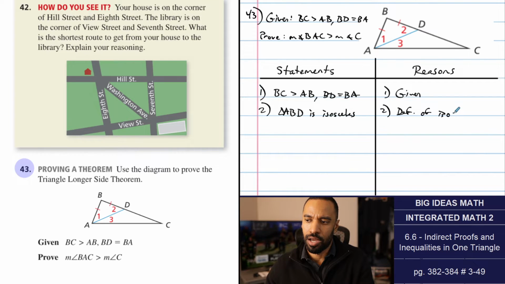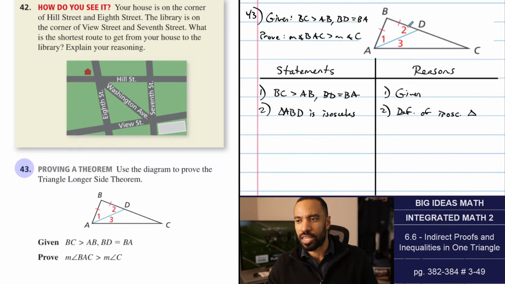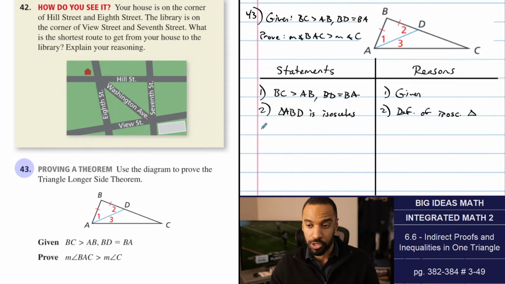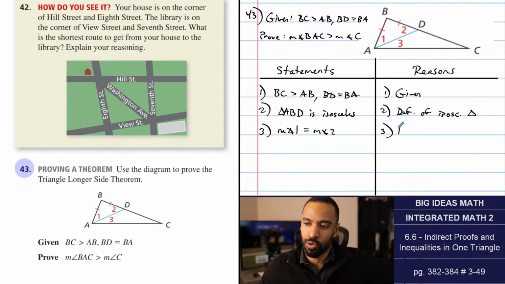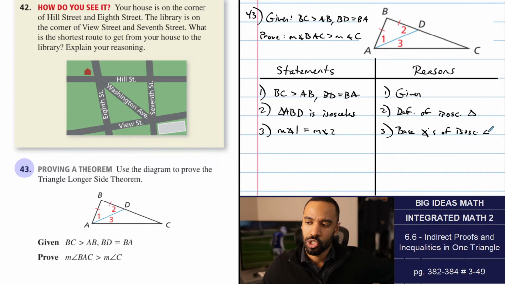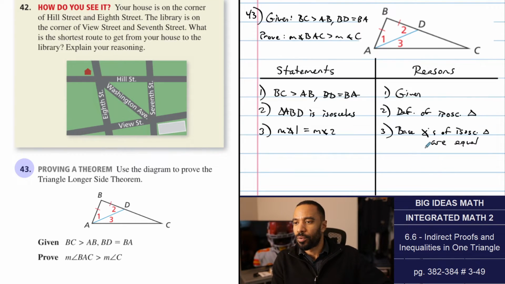I know that we might state congruence there. I'm going to just do equal measures if that's okay. So now I'm going to say measure of angle 1 equals measure of angle 2. Also, definition of isosceles triangle. Base angles of a triangle have equal measure. Base angles of isosceles triangle are equal measure. Okay, so equal measure.